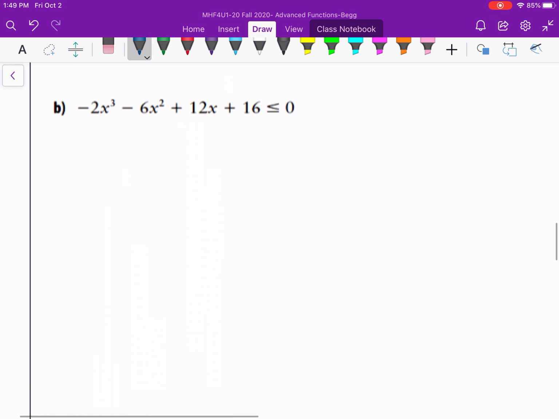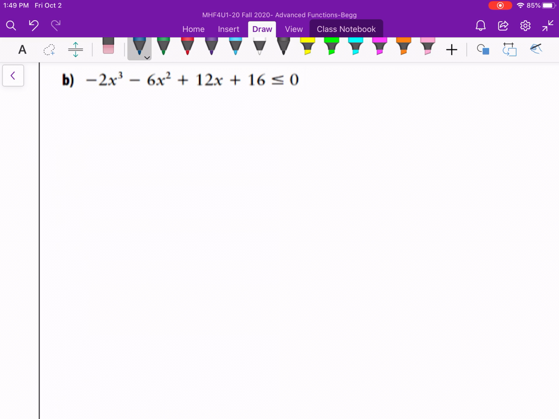All right, let's try one without graphing it. So this is an approach we can use even if we don't have any idea what the graph looks like. So this one again is nonlinear. This one happens to be cubic. We want to factor it and break it into its parts still.